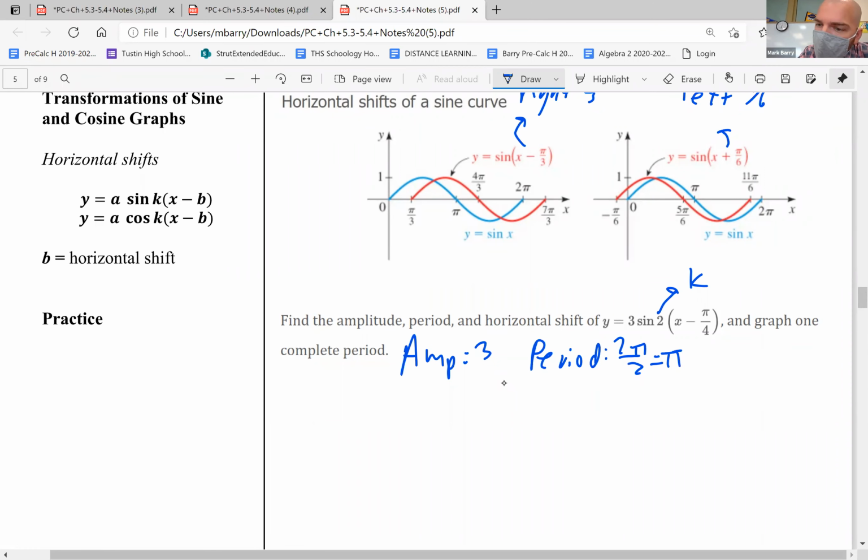Okay, then we have a horizontal shift to the right pi over 4. So for your horizontal shift, if you said to the right pi over 4, you know what you are? You are right. Haha, I get it. All right.